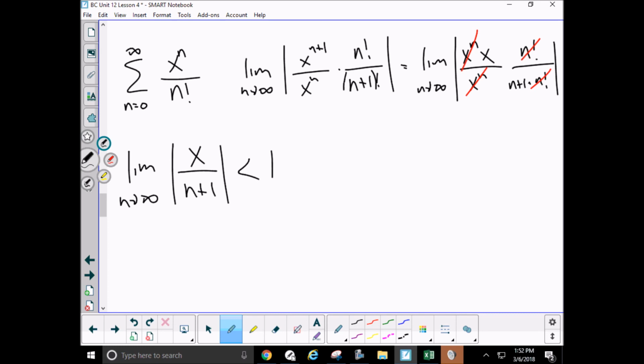This is a good question because when we get here, a lot of people like to just ignore this n plus 1 and say, okay, x has to be less than 1. But it's not the case. If I look at this limit as n approaches infinity, no matter what x is, this approaches 0. So we have a situation where we have just 0 is less than 1. Well, that's true. What does that mean? That this series actually converges for every single x value.